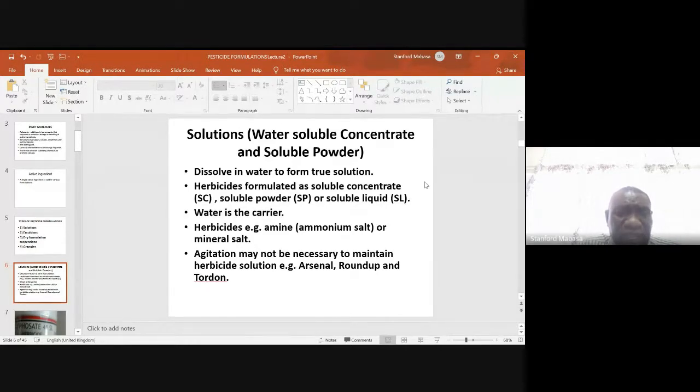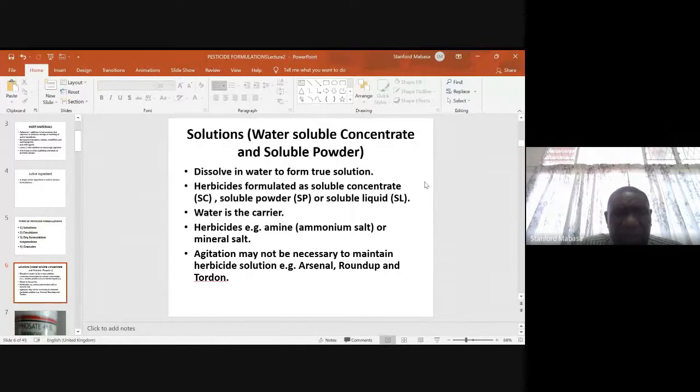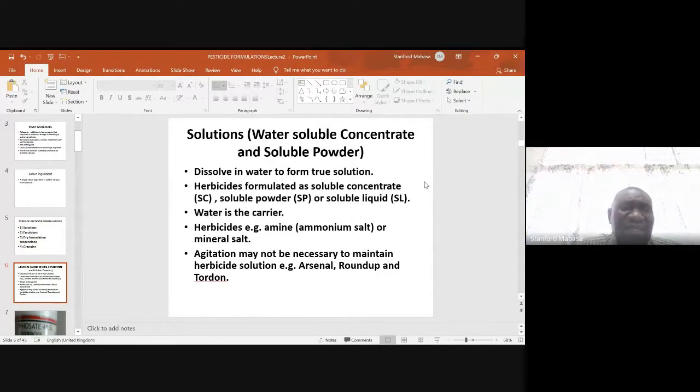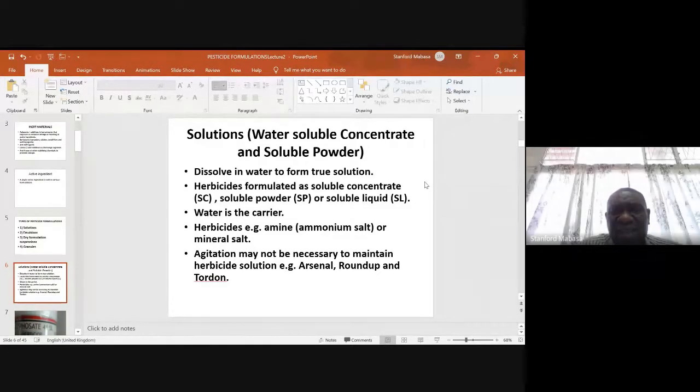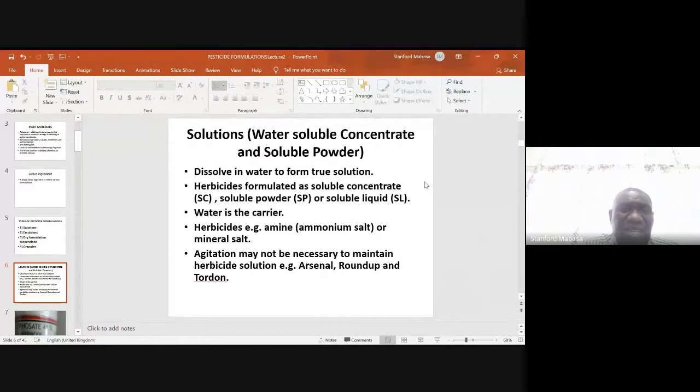By the way, water is the carrier. We normally use it to deliver the pesticide, or we can mix water and the pesticide. Then we spray. We can have herbicides like amine or ammonium salt or mineral salt, so that it can easily dissolve in water. We can also have what is known as agitation. It's a mechanism for mixing inside the tank.